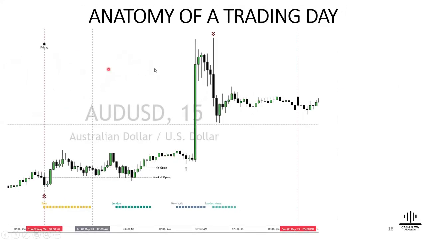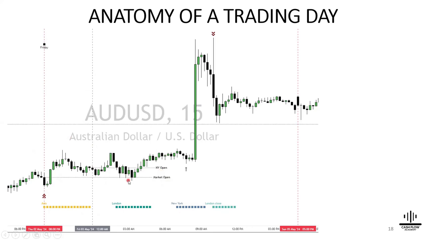We're going to look at another example again. So this line here depicts the 0 GMT. This line here, the 12 a.m. midnight New York time. Asian Killzone, London Killzone, New York Killzone, and then London close Killzone. So you can see how market opened at this point. This is the market open, and then this is the market New York open.